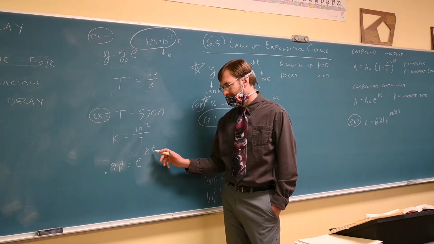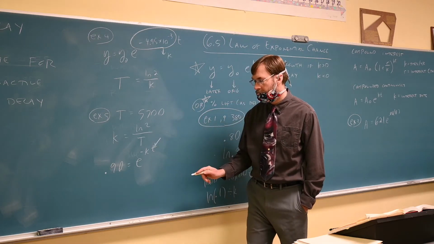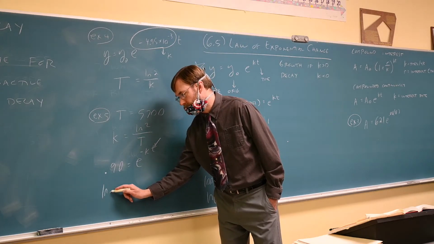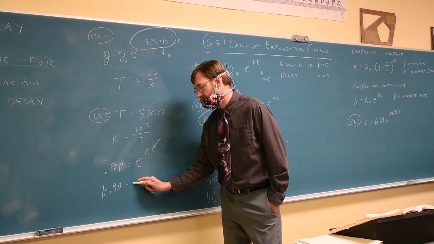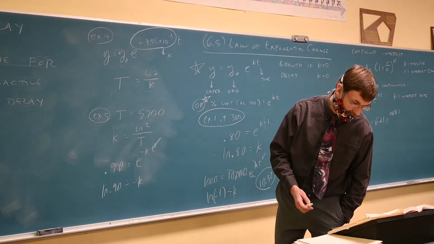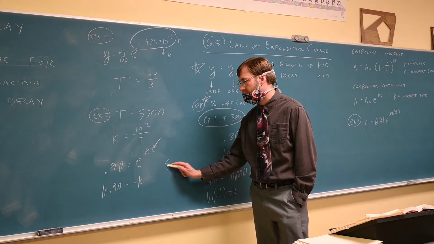How would we get the T figured out? Do the ln of 0.90, divide by the negative version of K, and that should give you about 866 years.